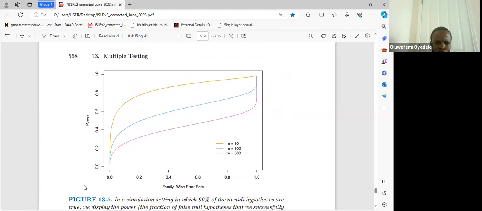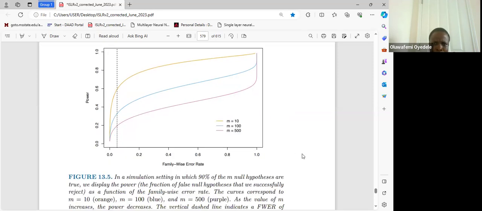So we can see that as the number goes up, the power drops a bit. The smaller the number, the higher the power, because when n is equal to 10, we have the highest power. But as we keep on increasing the value, the power keeps on dropping.